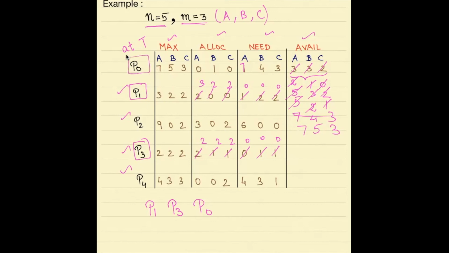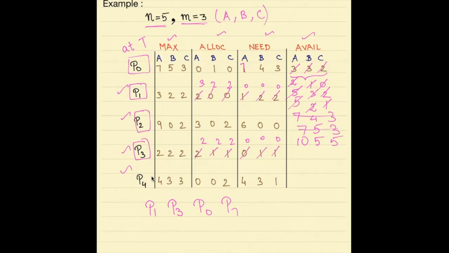The remaining processes are P2 and P4, right? Can P2 complete its task? Yes, right? So P2 now can complete its task. Since the need is 6, 0, 0, my availability is greater than the need, so I can complete the task and then I'll release the allocated resources. So my current availability will be 10, 5, 5. Now P2 also gets completed.